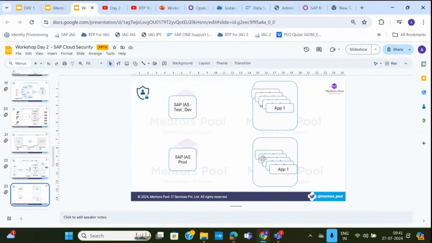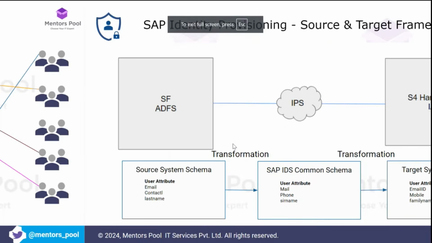It is Build Work Zone or DMC or SuccessFactors or Ariba or Fieldglass or whatever. All test systems will be trusting the test IAS. All prod systems will be trusting the prod IAS, whether running on BTP, not running on BTP, or a third party solution, it doesn't matter. So guys, those are the things IAS is doing.